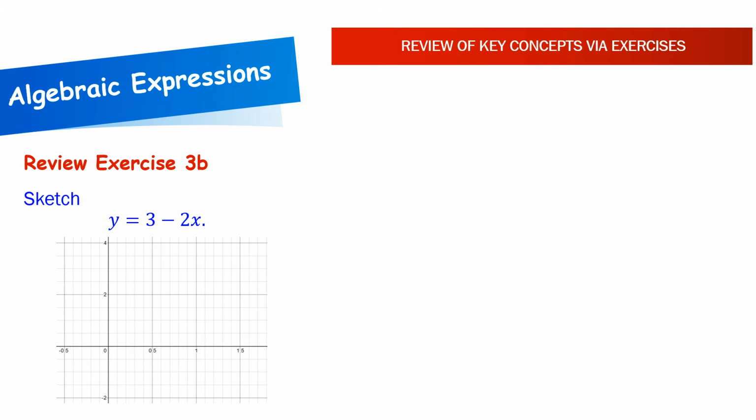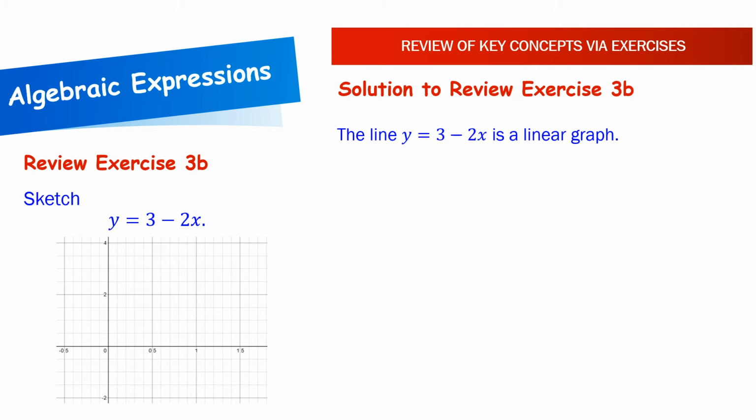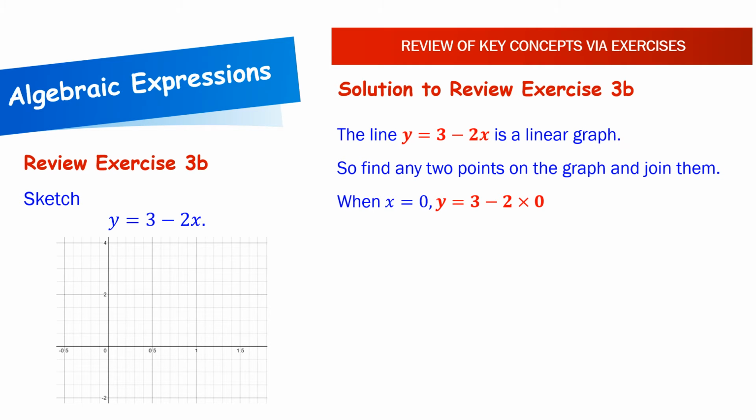Now for exercise 3b, sketch the graph of y equals 3 minus 2x. Y equals 3 minus 2x is linear. So find any 2 points in the graph and join them. The points we're considering again are when x is 0, what is y, and when y is 0, what is x. So let's consider x equals 0 first. So when x equals 0, plug in the values and tidy up to give y equals 3. So one of our points is 0, 3.